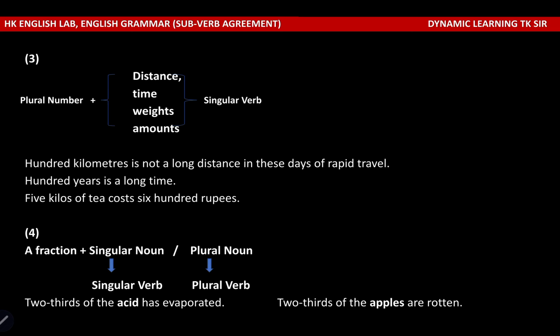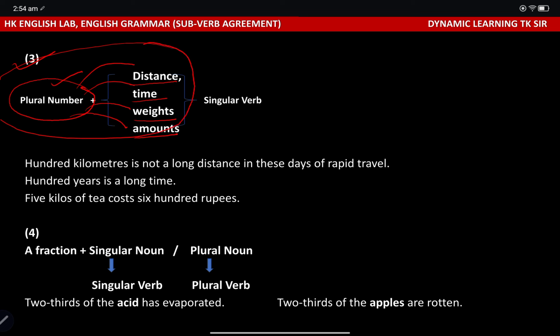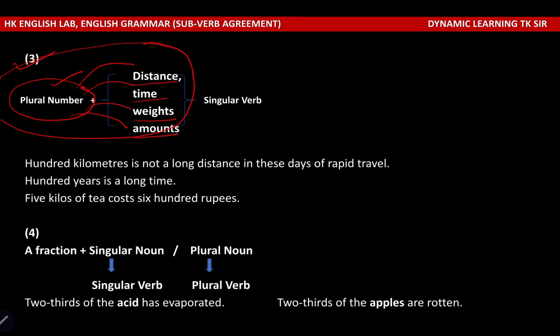Next, we will discuss your next rule. Rule number 3. What is it? When you are talking about any distance, time, weight, or amounts, even if you have a plural number before them, then together the number and the distance, time, weight, or amount make one single unit. If they make one single unit, of course the subject is singular, then the verb also will be singular, meaning a singular subject always receives a singular verb.